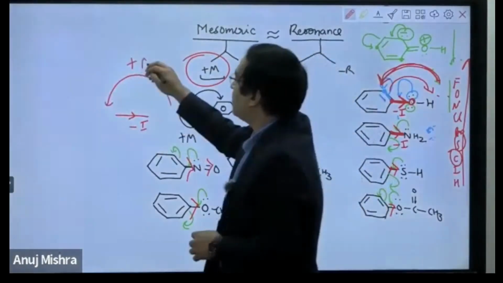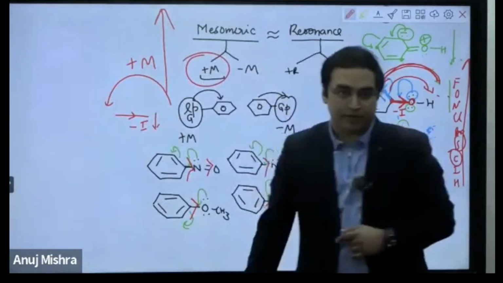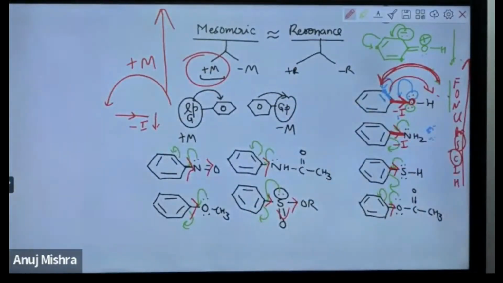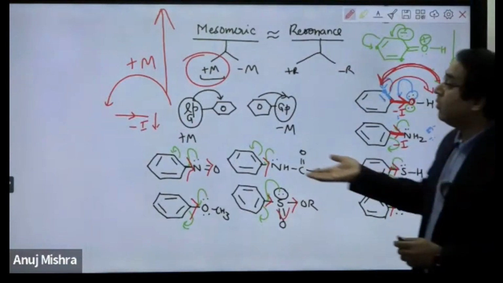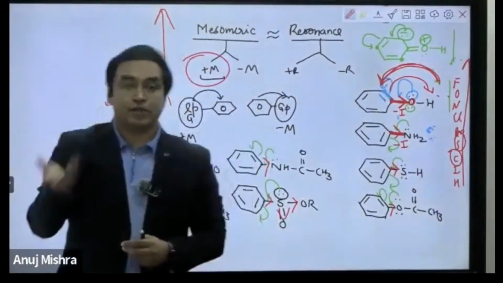Now what happens? Plus M is much bigger as compared to the small minus I. So eventually they end up giving. Okay? You give someone 10 pencils, take 1 pencil back, eventually you give 9 pencils. Simple. So plus M is a huge thing. Plus M is much more important because it's coming out of resonance.